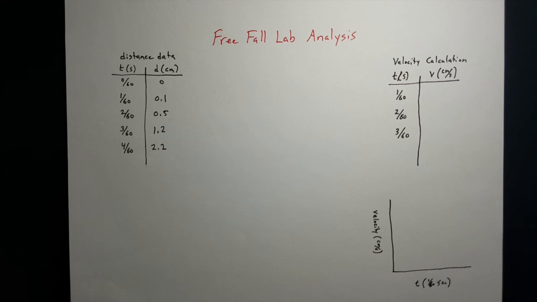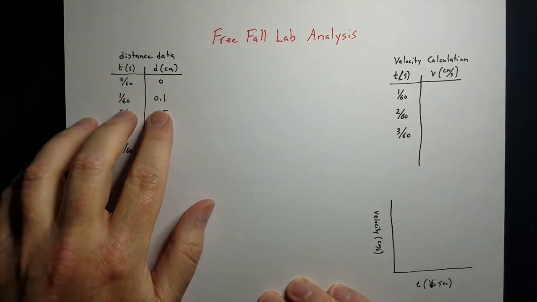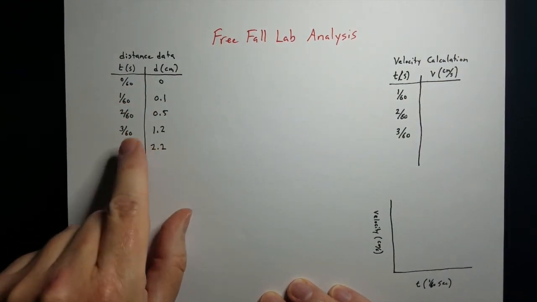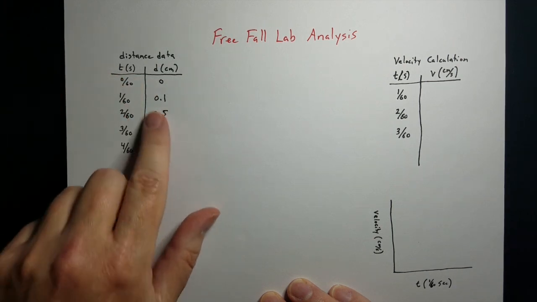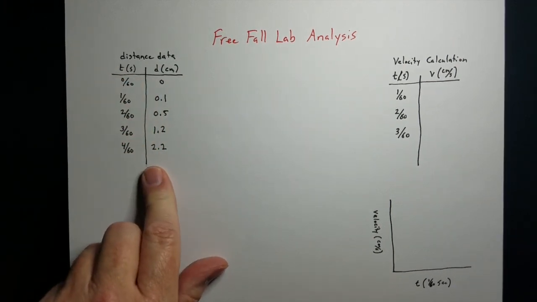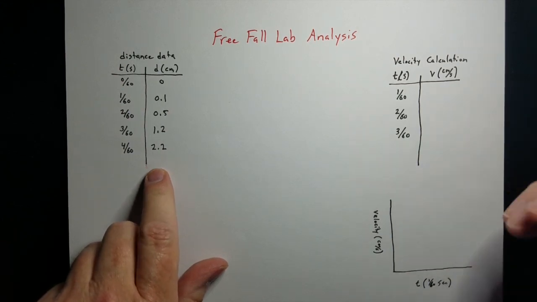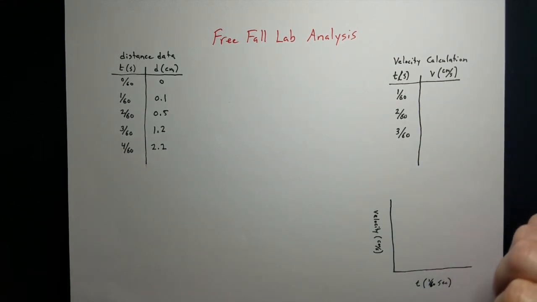Data analysis for the free fall lab. Okay, so you should have already gotten your distance data from measuring the distance from the first dot to all the others. This is my simulated data that we're going to use to show you how to get the velocity calculations and then eventually to get the acceleration due to gravity.